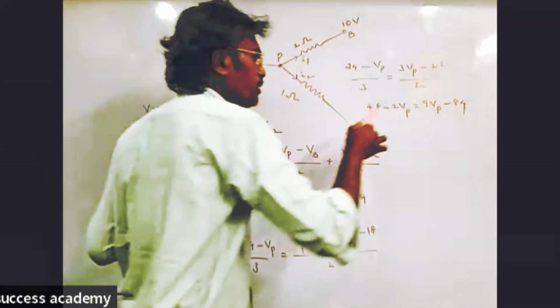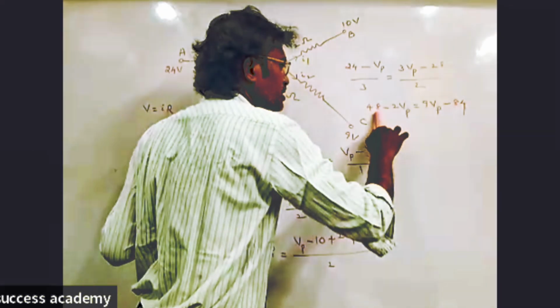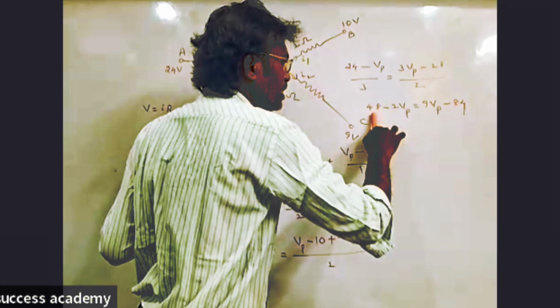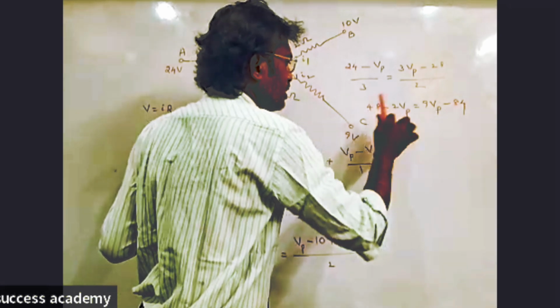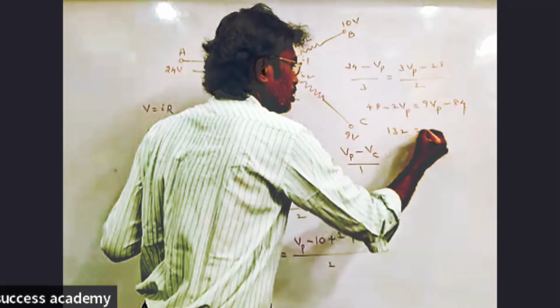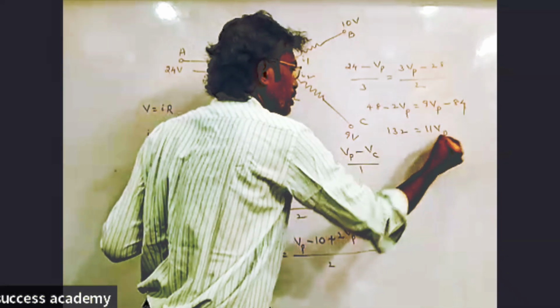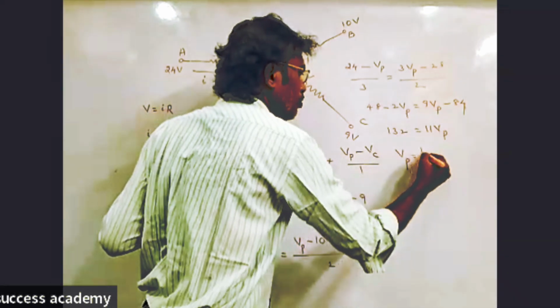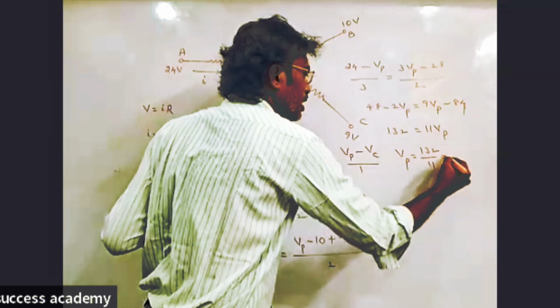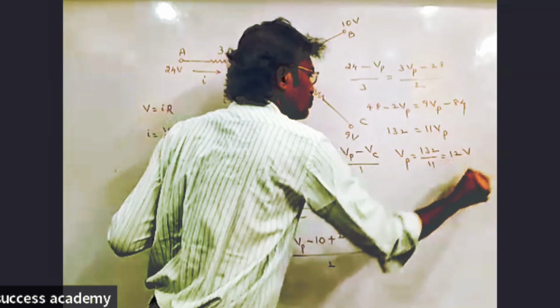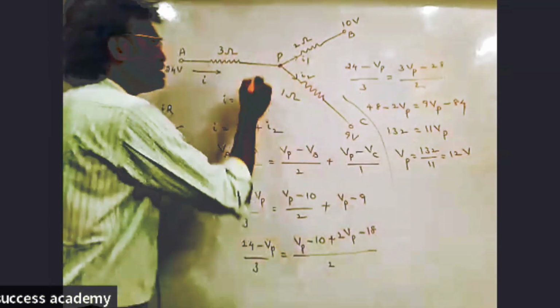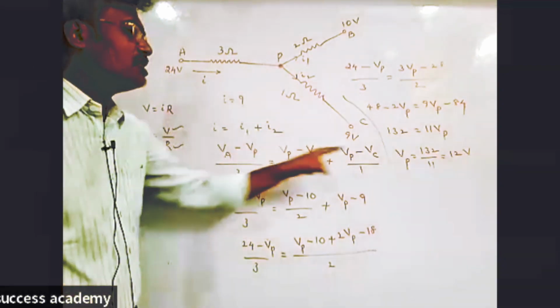Now, you see here, minus 84, take this side, plus 84. 84 plus 48, that is 132. Minus 2, send that side, plus 2. 9 plus 2, 11 VP. Then VP is equal to 132 by 11. 11 1s are 11, 11 2s are 22, so 12 volt. The potential at P, at the junction, is 12 volt.